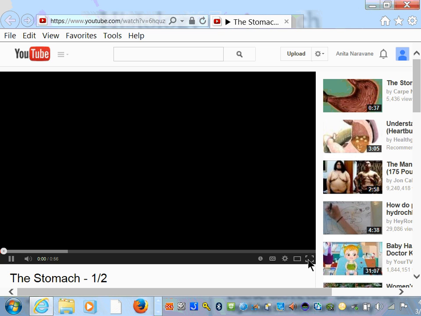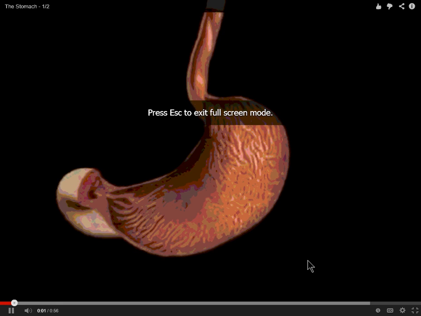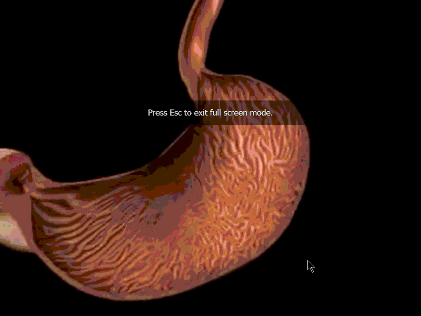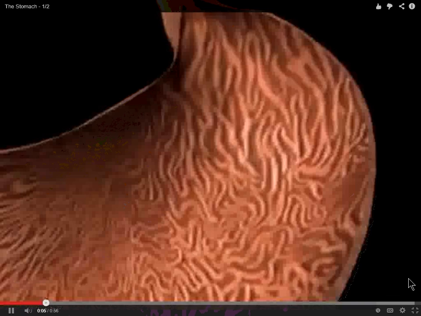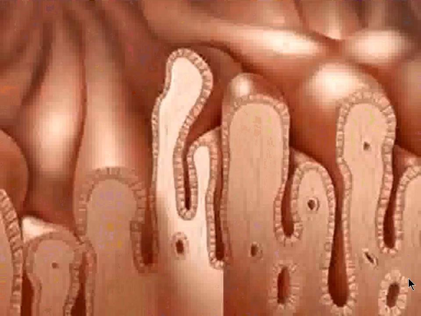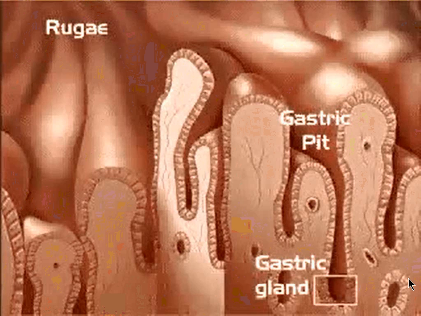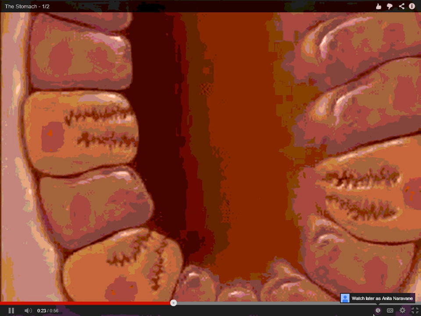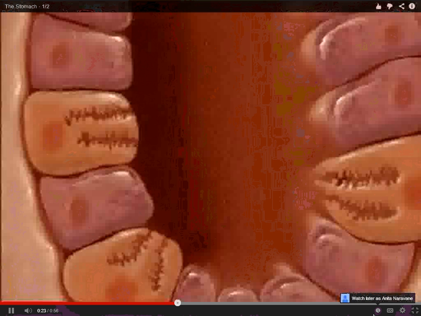Let's look a little bit at the histology of the stomach. Upon closer examination of the stomach, the muscular folds called rugae that make up the stomach lining are clearly visible. The rugae gradually smooth out as the stomach fills, permitting stomach distension. These are the openings of the gastric glands, which are of different types that contribute various components to gastric juice.